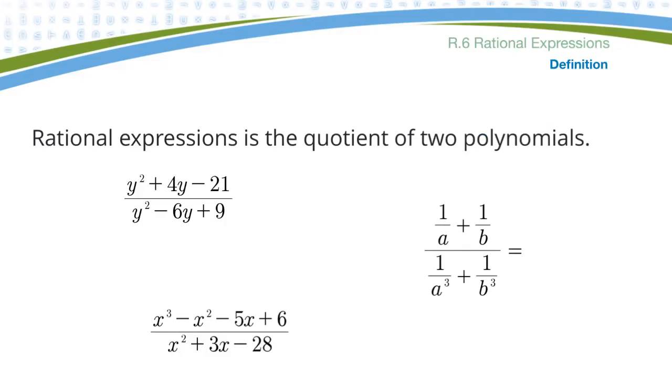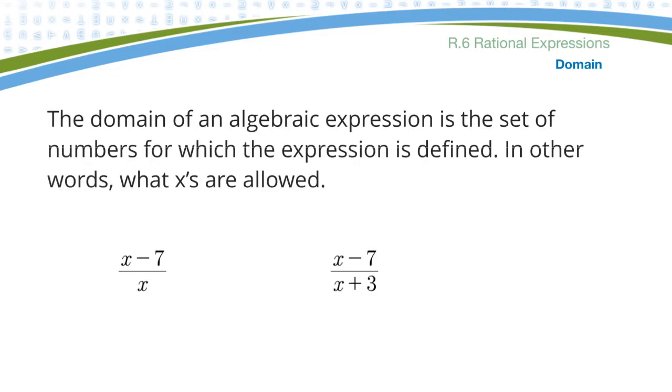So to begin with, the definition of a rational expression is that it's a quotient or a fraction that involves polynomials. So here's three examples of rational expressions. Notice that there's a variable in both the numerator and the denominator. I don't think you have to have one in both, but these are examples of ones that do.